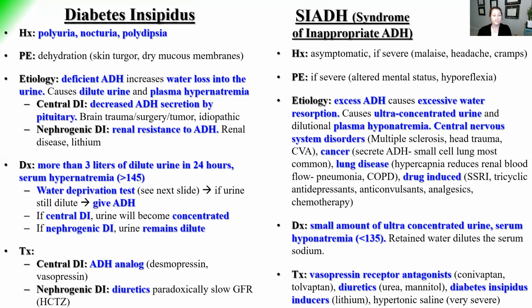A vasopressin receptor antagonist comes in and blocks those receptors, so they're not responding to that. Diuretics can also help to treat this. They help to produce more urine. And then diabetes insipidus inducers: lithium, remember, causes diabetes insipidus. So if we have SIADH and we know something causes diabetes insipidus, now this kind of brings you back to normal. If they're very, very severe and they are symptomatic from this, you can give them hypertonic saline to try to balance out that sodium in the bloodstream.